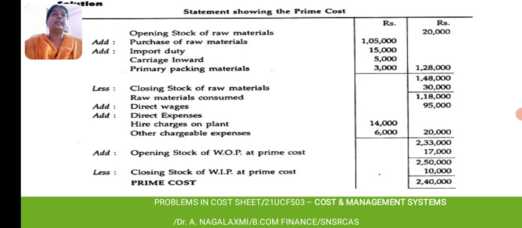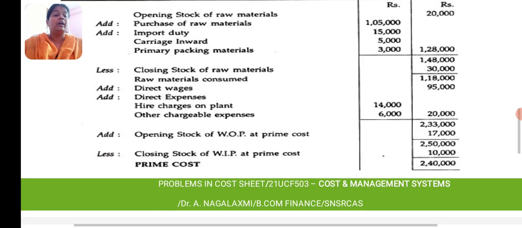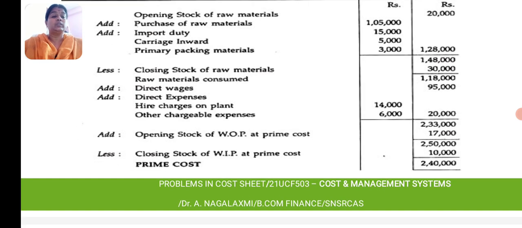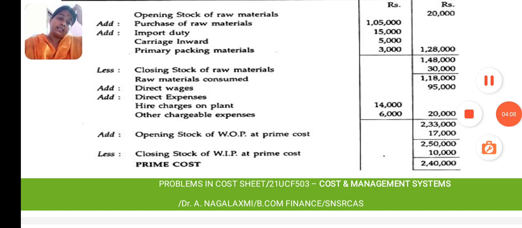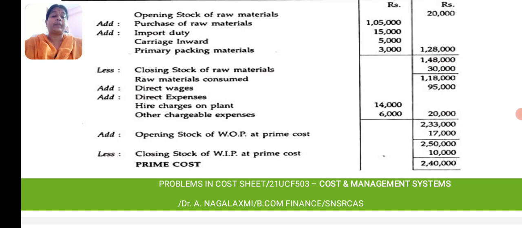So here they have given the work in progress is to be valued at prime cost. So we have to add the opening stock of work in progress at prime cost with 2,33,000. Then I will get the value 2,50,000, and we have to less the closing stock of work in progress at prime cost, that is 10,000. So we have to less that amount, we get prime cost.